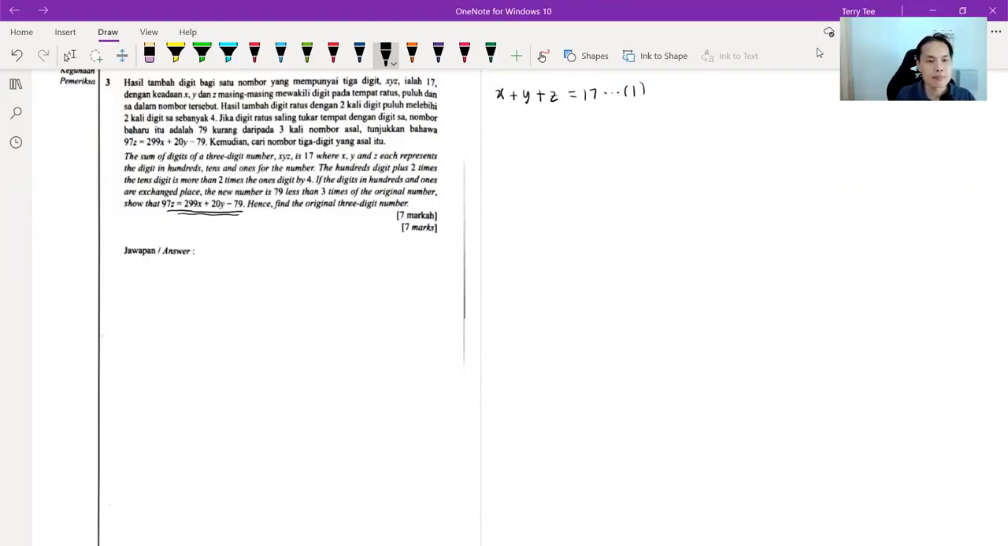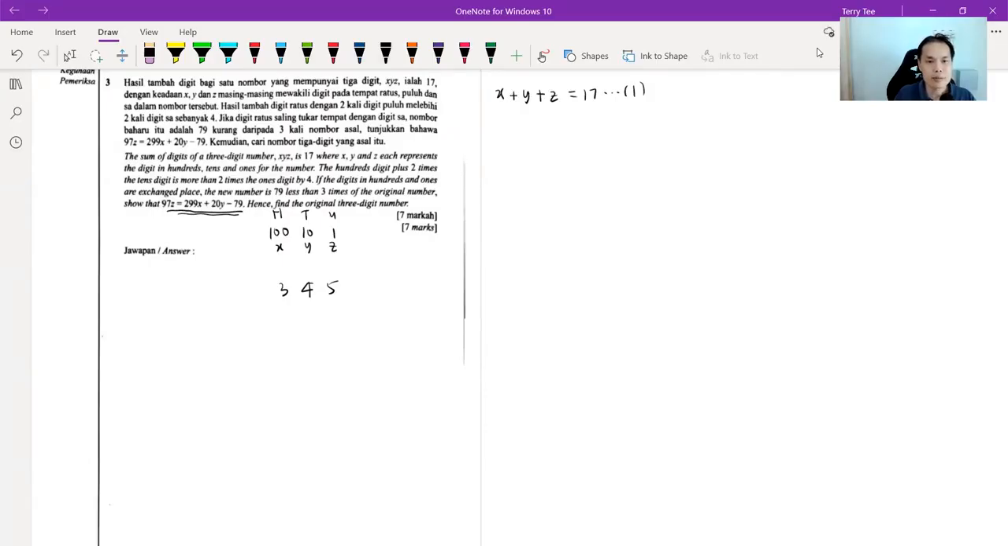Okay, then the hundreds digit is x. When we talk about 100, this is your 100, this is your 10, this is your unit. Unit is 1. So this number is x, y, and z. For example, if the number is 345, this is 3 times 100 plus 4 times 10 plus 5. That's 345, right?